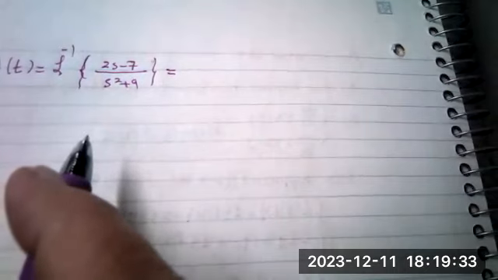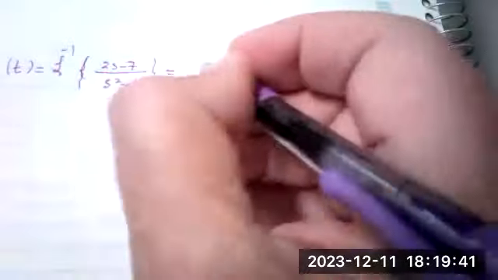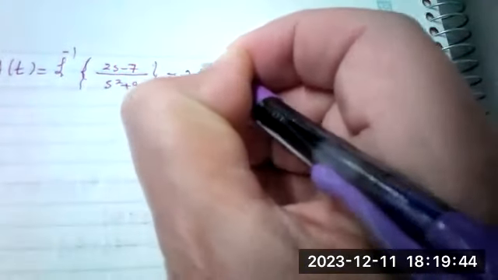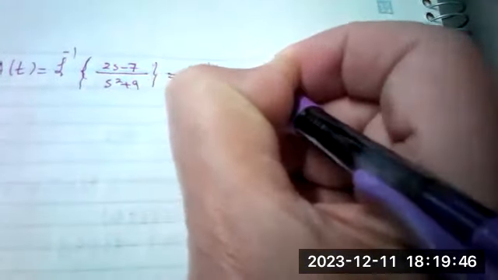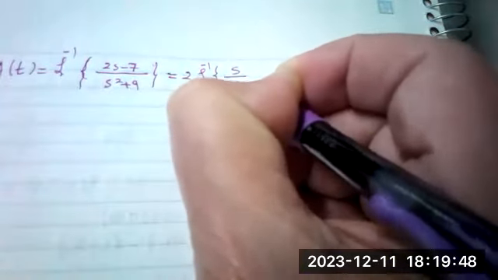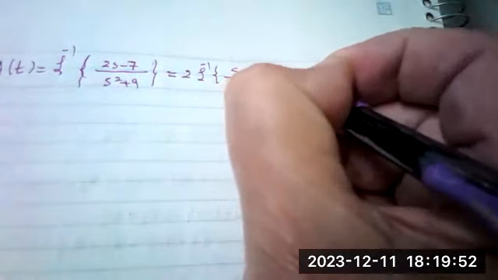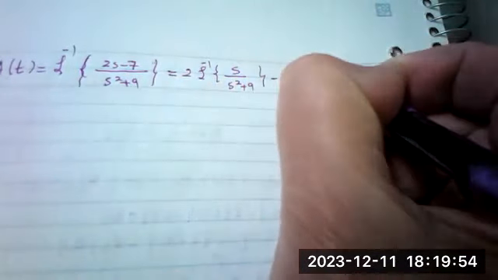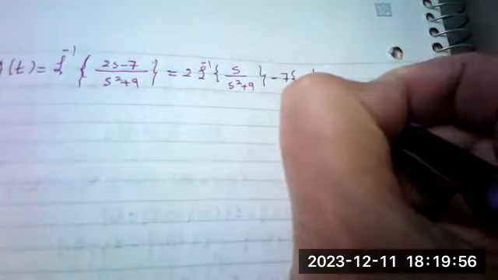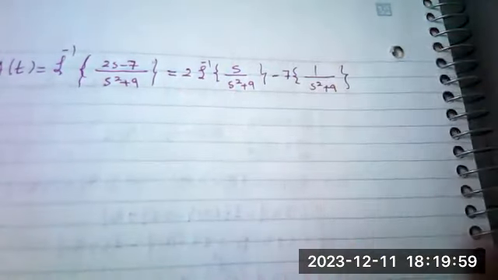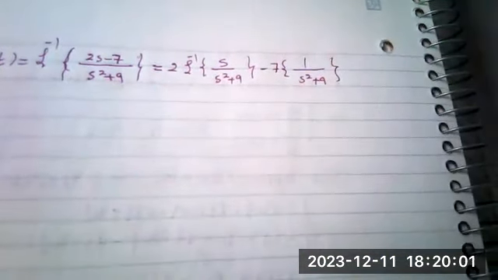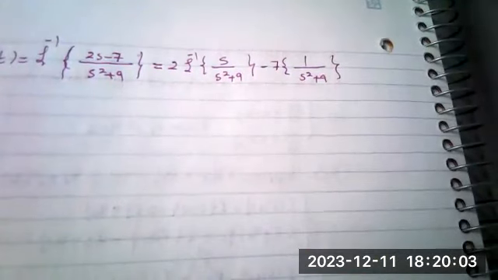That's it, break it. We match it: we bring the s and the s squared plus 9, that gives you the cosine, and the leftover will be sine. So I break it into 2 parts. It's going to be 2 Laplace inverse of s over s squared plus 9, that's the first fraction, minus 7 times the other one, which is 1 over s squared plus 9. We break it as like fractions with the same denominator.